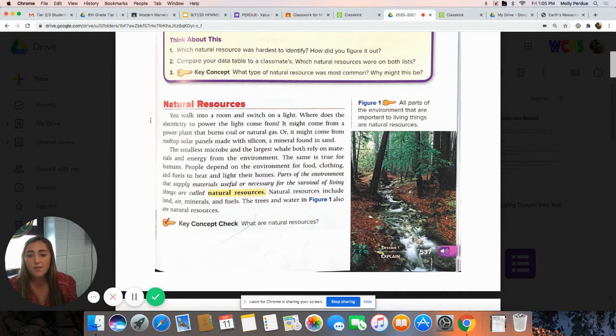Parts of the environment that supply materials useful or necessary for the survival of living things are called natural resources. Natural resources include land, air, minerals, and fuels. The trees and water in Figure 1 are also natural resources.